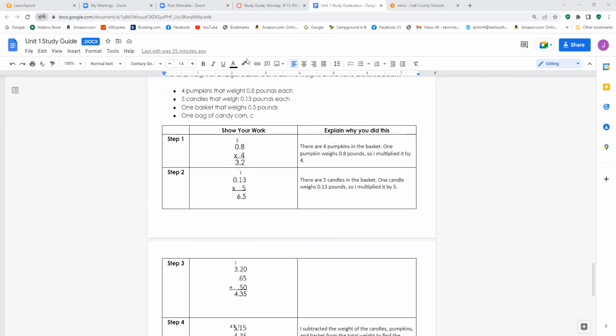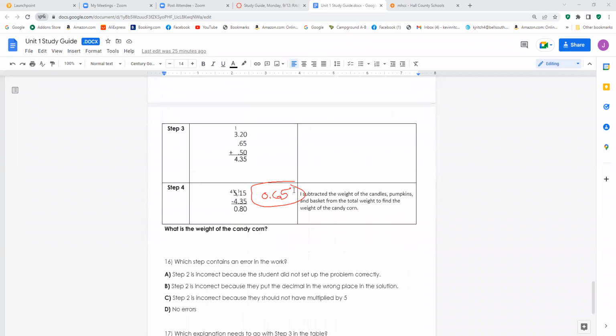So it looks like the first answer is right. 4 pumpkins that weigh 0.8 pounds each will be 3.2 pounds. That's right. And then 5 candles. Here's the problem, you guys. Step 2, they didn't put 2 numbers behind the decimal. So step 2, the actual weight should be 0.65. So here we find the error, right? All right, so I believe it's in step 2.